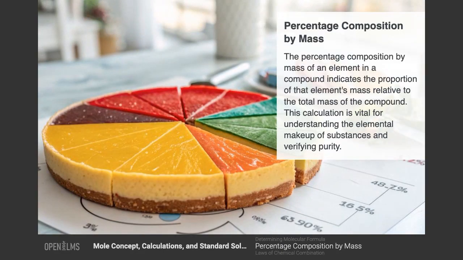Percentage composition by mass. The percentage composition by mass of an element in a compound indicates the proportion of that element's mass relative to the total mass of the compound. This calculation is vital for understanding the elemental makeup of substances and verifying purity.